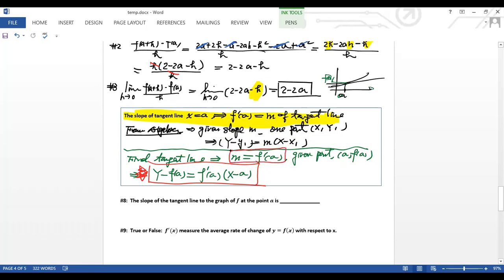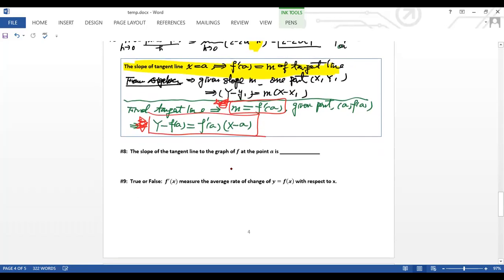So we know the slope of the tangent line is what? It is the derivative of that function, right? So you will hear me say again and again, what is the derivative? It's the slope of the tangent line. Okay, so now let's take a look. What is the answer for this one? The slope of the tangent line to the graph at the point is what? It is f prime a.